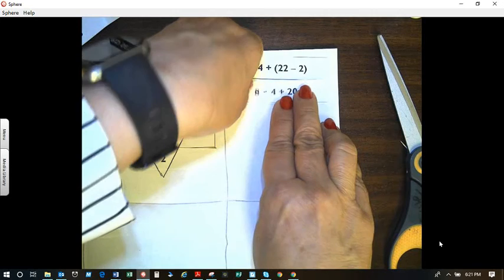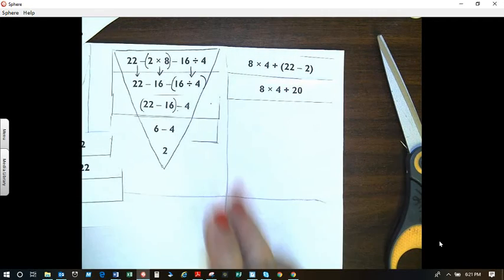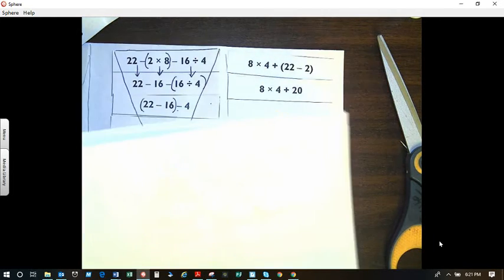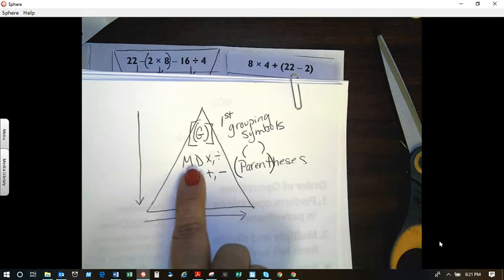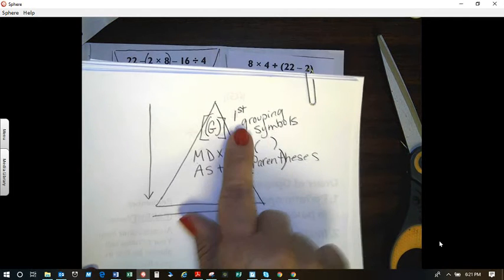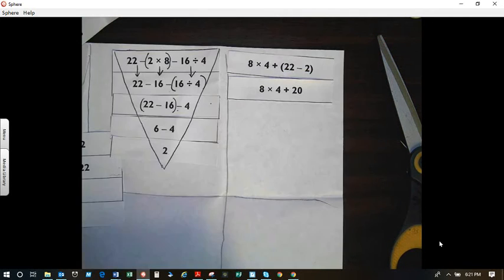All right, now what's the priority? We have our groupings. And then from our groupings, we've already finished that. Now it's multiply or divide. And so where's our multiplication?